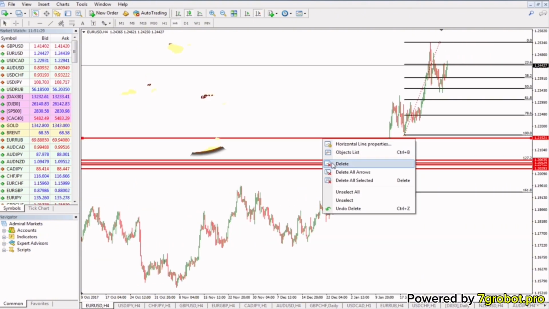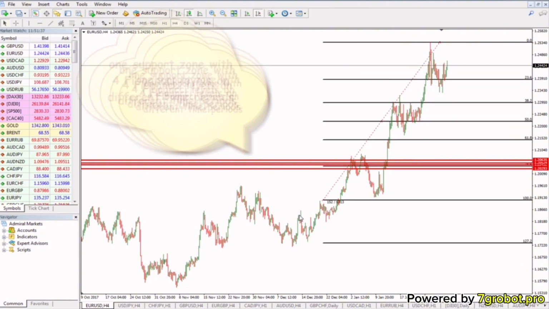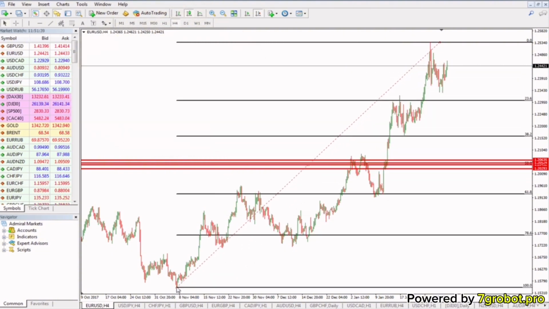Okay, let's summarize. We have a zone in which there are 4 Fibonacci levels, 3 levels of Fibonacci retracement and 1 level of Fibonacci extensions. So what did we get? Instead of a few scattered supports on the graphic, we got a good support zone. This does not mean that the price will surely rise if it falls into this zone, but if it does, we would definitely have a good chance to open a buy trade.